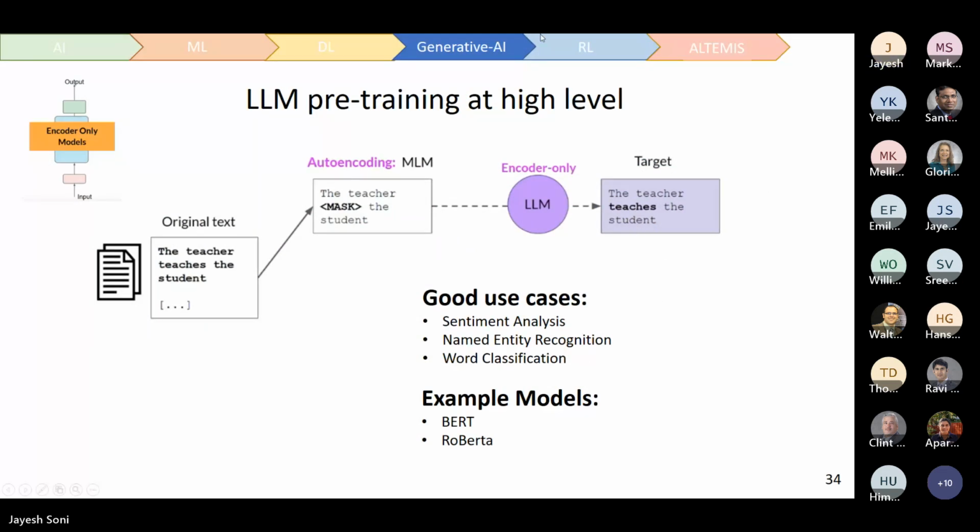If we use an encoder-only model, that is called autoencoding. The model is trained by masking a particular word in the sentence, and the model is asked to predict that masked word as an output. Those types of models are useful for sentiment analysis, named entity recognition, or word classification. In that case, the model knows the words before the mask word and all the words after it, so it's a bidirectional model. The popular pre-built models for these use cases are BERT and RoBERTa.